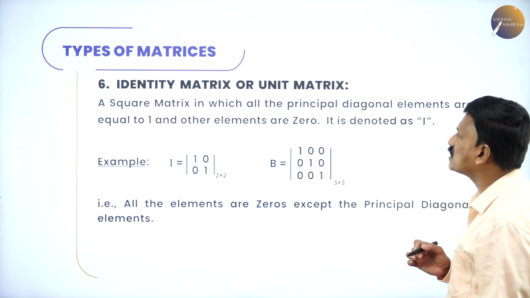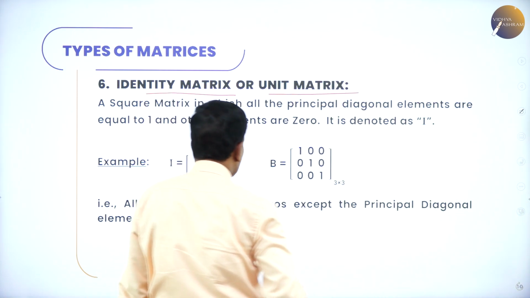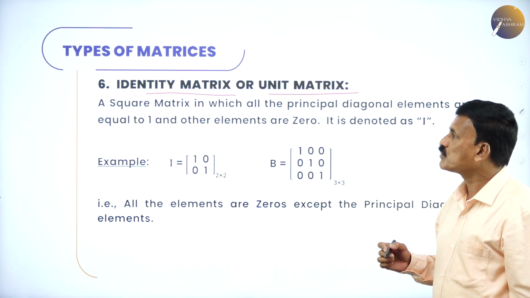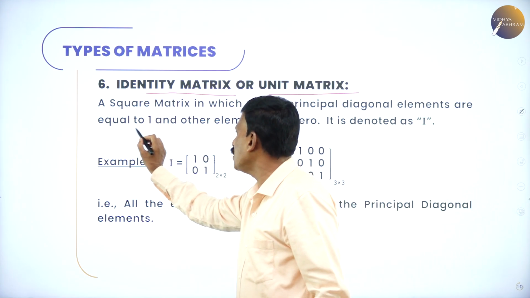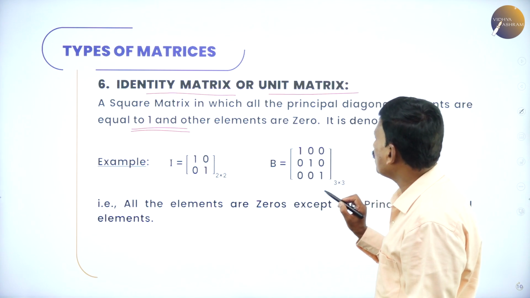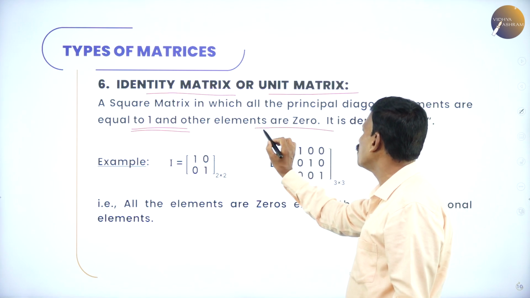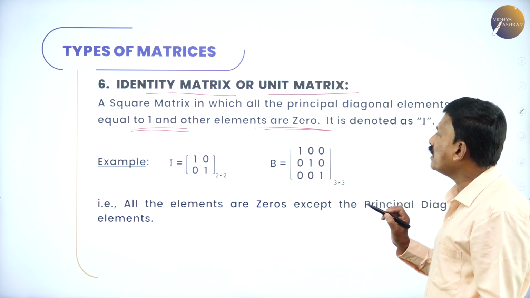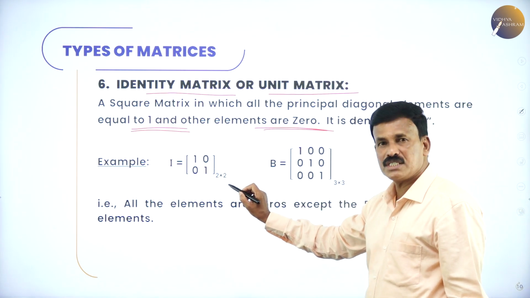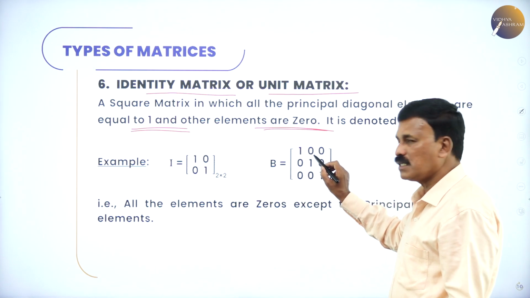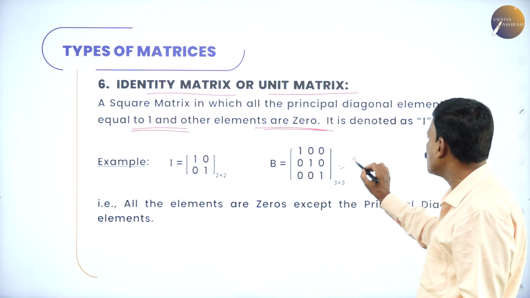Now, coming to the next type of matrix, an identity matrix or a unit matrix. A square matrix in which all the principal diagonal elements are equal to 1 and other elements are zeros is called an identity matrix or a unit matrix. It is usually denoted as I. So, I is equal to 1, 0, 0, 1 is an example for 2 rows, 2 columns. Another identity matrix B, 1, 0, 0, 0, 1, 0, 0, 0, 1. This can also be denoted as I.